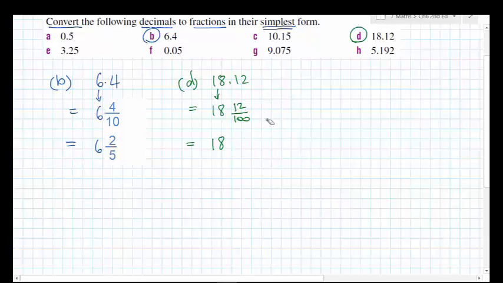Okay, and I can in this instance. I know 4 goes into that 3 times and 4 goes into that 25. So I know that'll be 3 over 25. Okay, let's have a look at H.